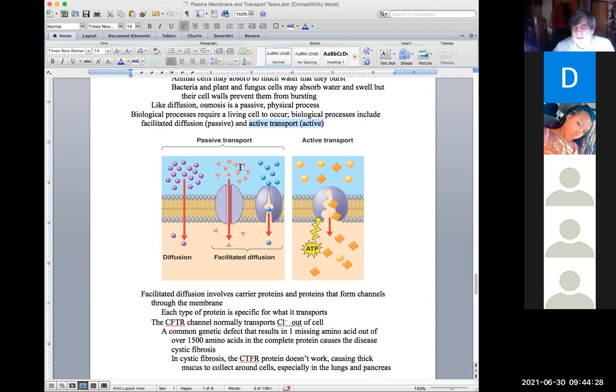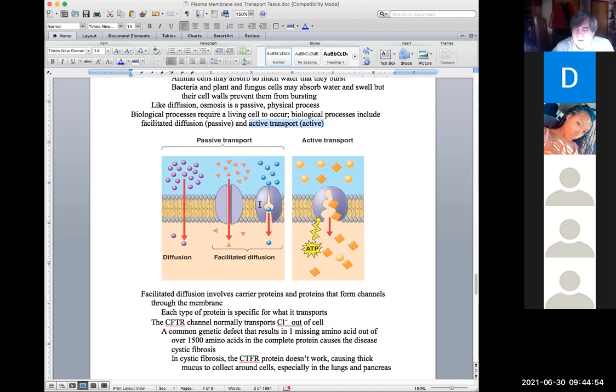Now, this is facilitated diffusion. So this means it kind of works like diffusion did. You facilitate something, you make it easier. So this still works like diffusion. It only moves molecules from the side where they're at a high concentration to the side where they're at a low concentration. It doesn't require any energy use on the cell's part.